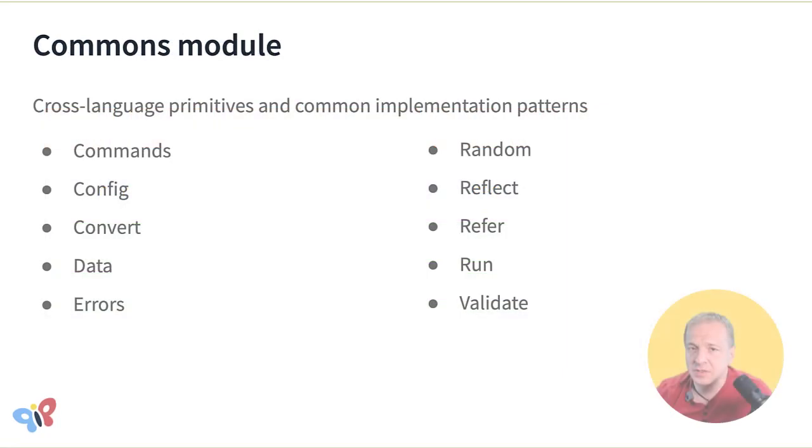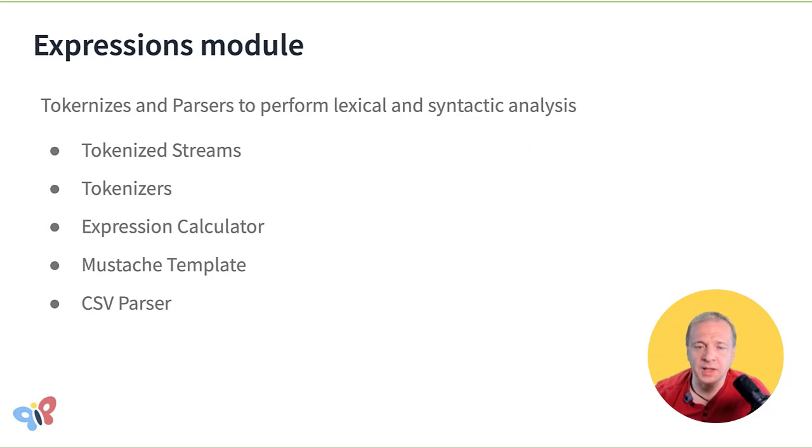Commands module provides cross-language primitives like abstractions over reflection or data converters, and common implementation patterns such as configurations, dependency injection, data validation, data processing patterns, and so on. Expressions module has tokenizers and patterns to perform syntactic and lexical analysis. Now it's primarily used for the Mustache template engine that is used to change configurations based on the deployment scenarios.